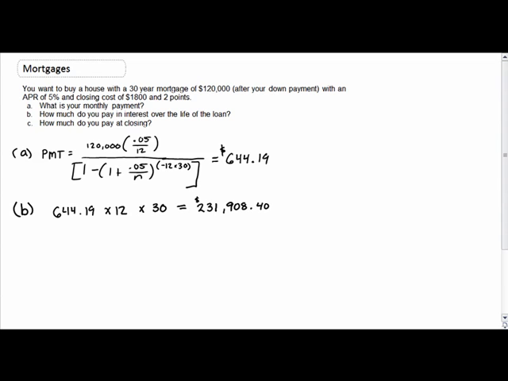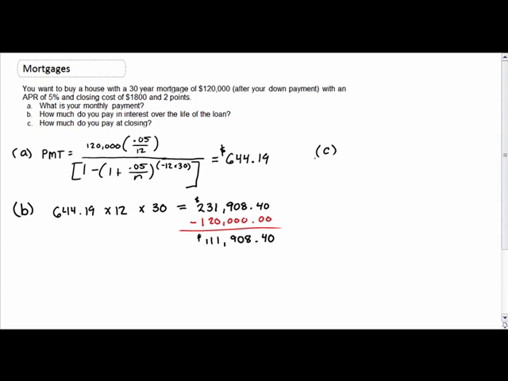Right? So that's how much I paid, but the original loan was only for $120,000. So if I subtract $120,000 off of that, that means everything else was interest. So how much did I pay in interest? $111,908.40. So in this case, on this loan, I almost paid the same amount in interest as what my house was worth. So I almost had to pay twice what the house was worth just to be able to get it.